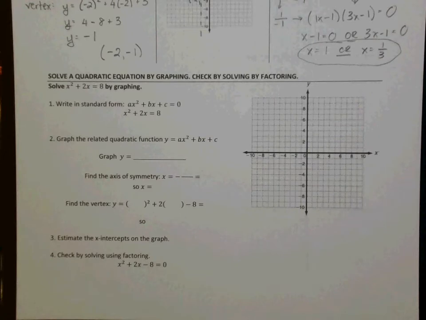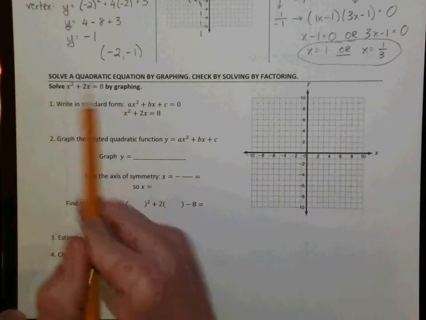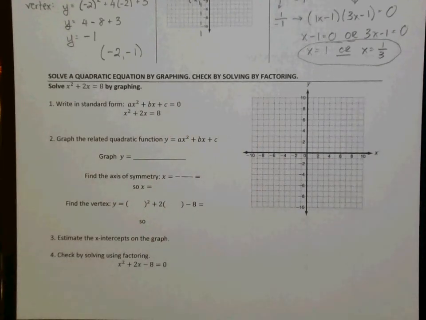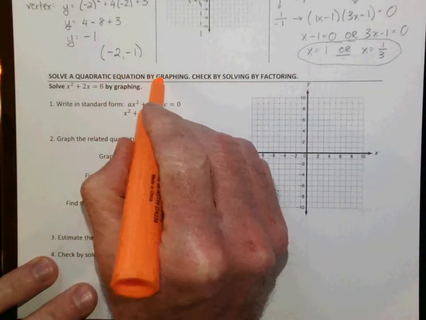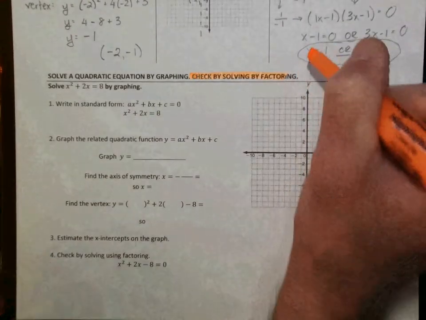The great news about this lesson is if you could do that opener, you can do every problem in this lesson. So, the next problem is asking to solve a quadratic equation by factoring. And then I'm going to tell you that you can always check these, solve the equation by graphing. You can always check by factoring.